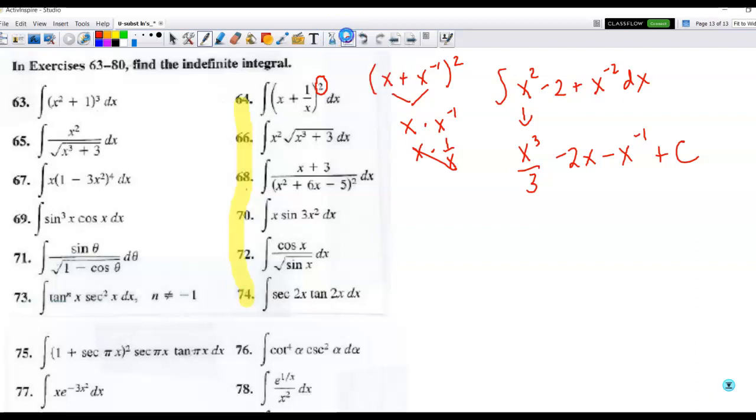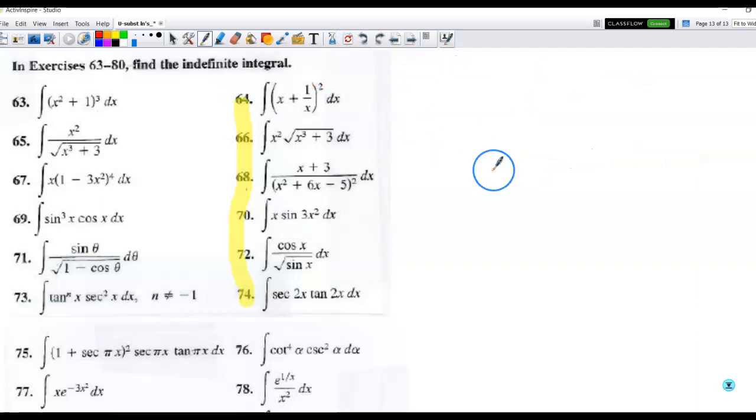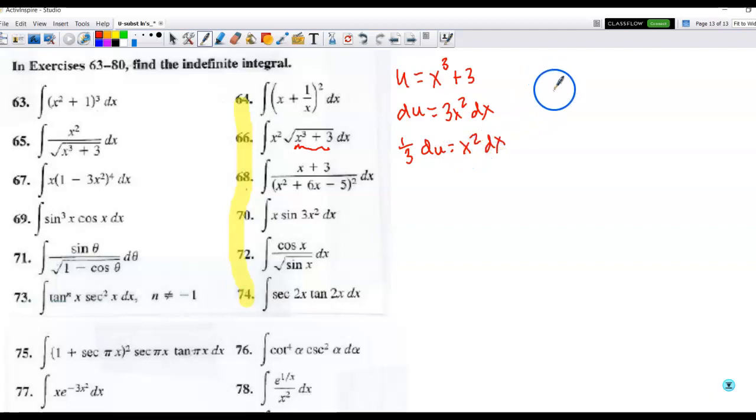All right, number 66. In number 66, I clearly see an inside function right here. And so I'm going to go to u substitution and see what happens. So u is equal to x cubed plus 3. du is 3x squared dx. I don't need that 3, so I'm going to divide it to the other side. I'm going to rewrite my new integral. There's my 1/3 coefficient out front.